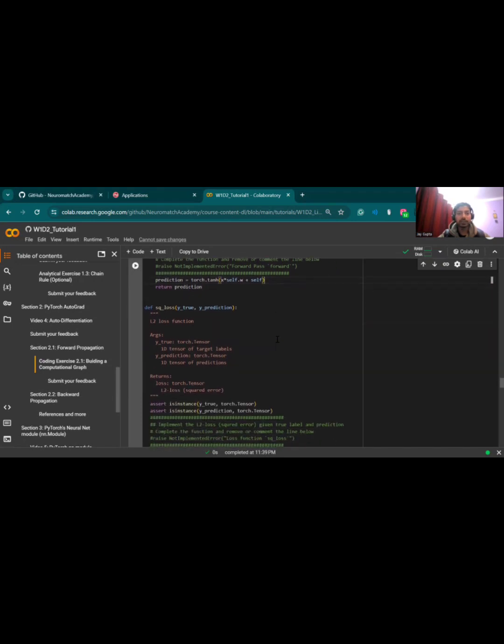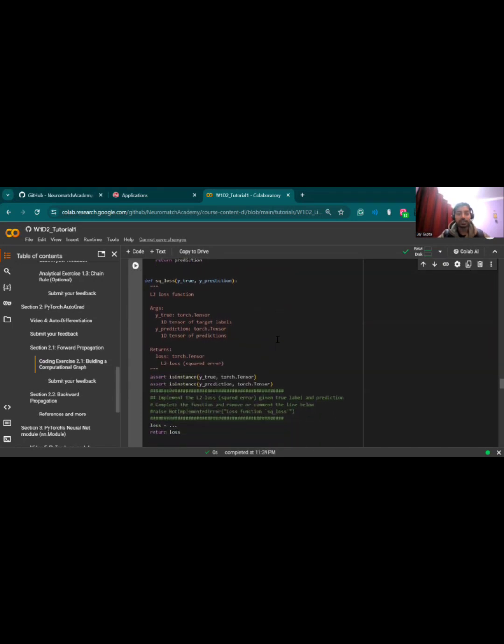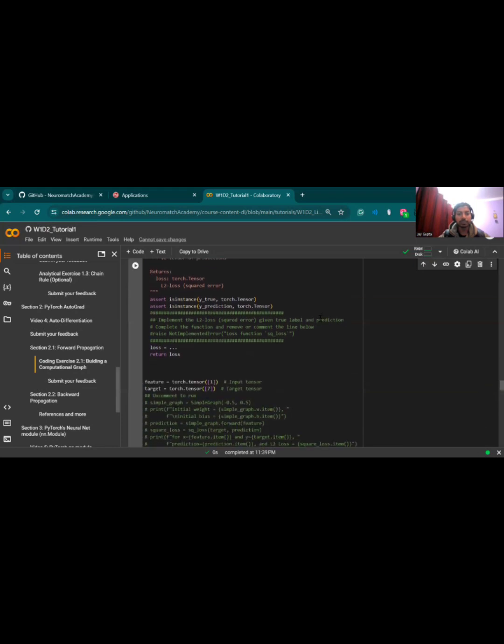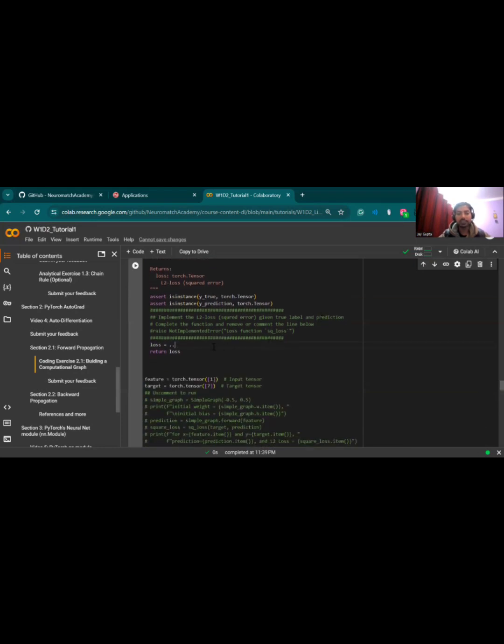Next we'll be calculating our squared loss, which is also called the L2 loss function. In this, we are given two inputs, which are y_true and y_prediction. So we'll be calculating our loss as y_true minus y_prediction and taking the square of this value, which will give our L2 loss function.